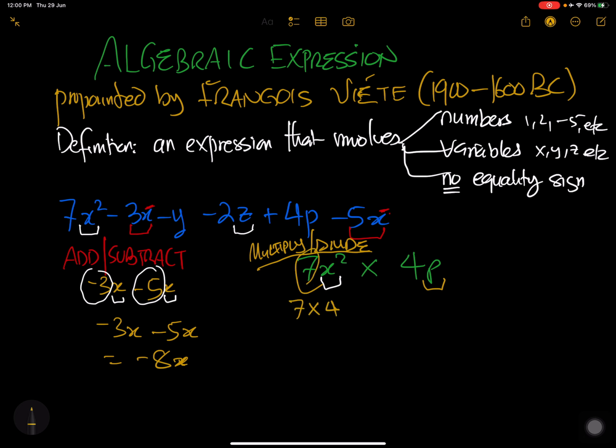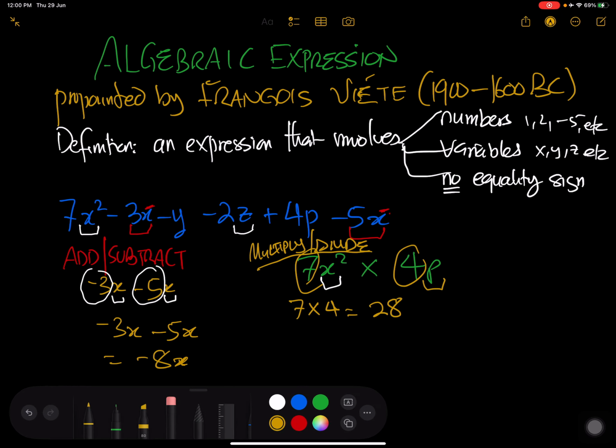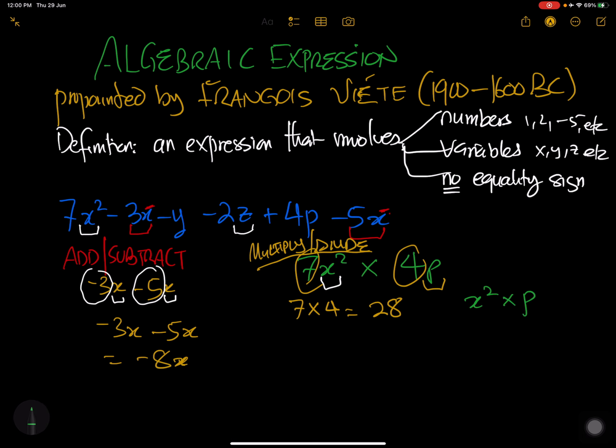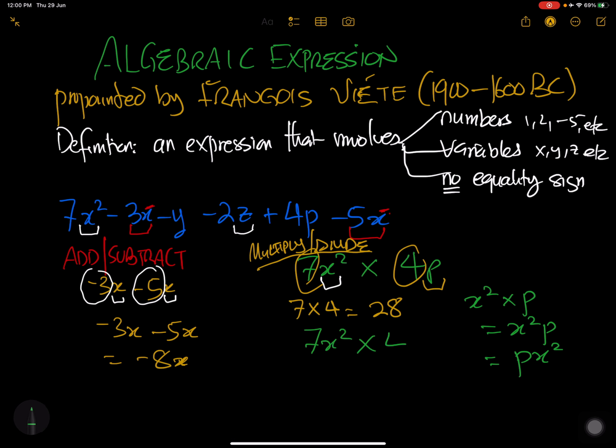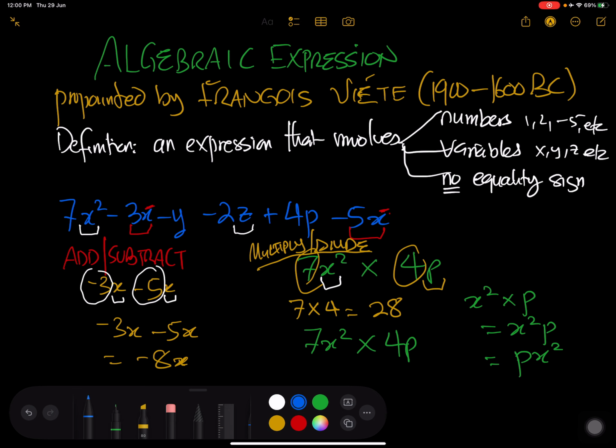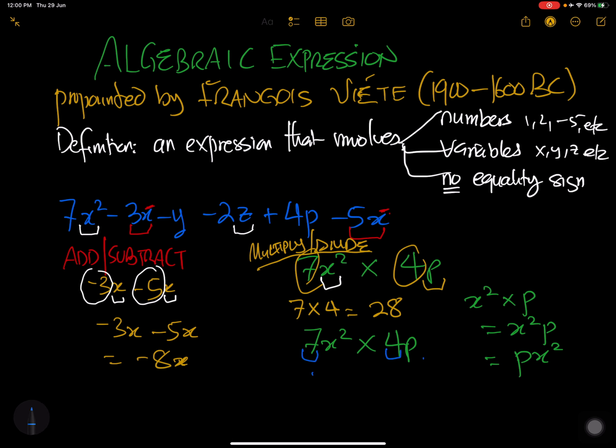This 7 here will multiply the 4, and we're going to get 28. And then we're also going to have the x squared multiplying the p, and we bring all of them together. We get x squared p, or you can also write it as p x squared. However you arrange it doesn't matter, because for multiplication the arrangement is the same thing. So if we are rewriting our problem, it was 7x squared times 4p, right? We get this times this, which gives us 28, and then the x squared and p come together as p x squared, like this, and then we would have solved our algebraic expression.